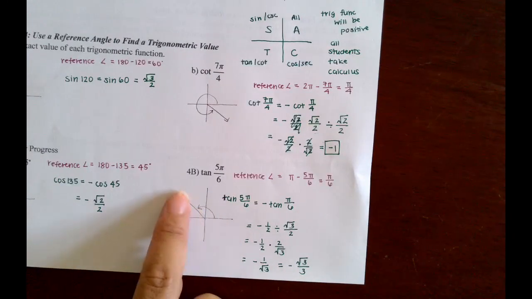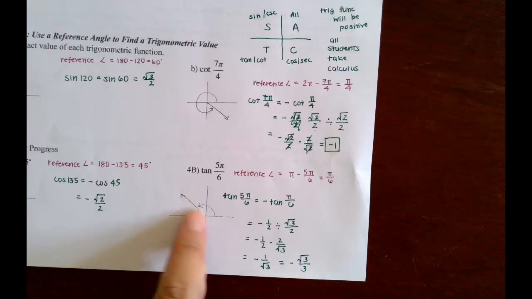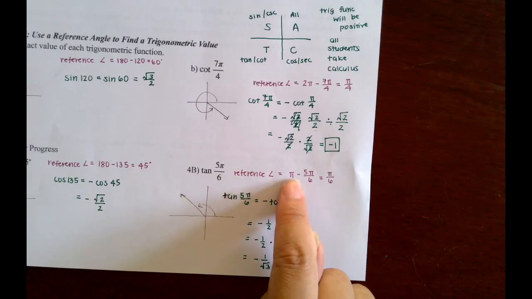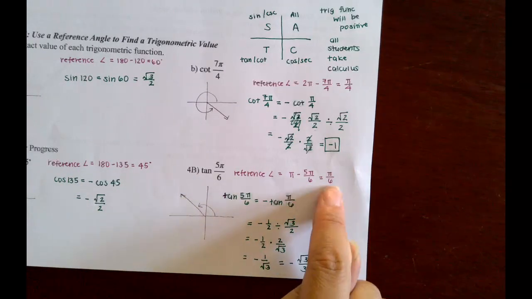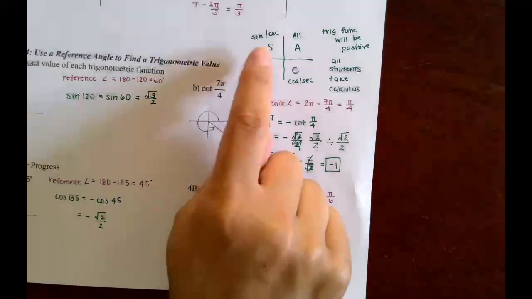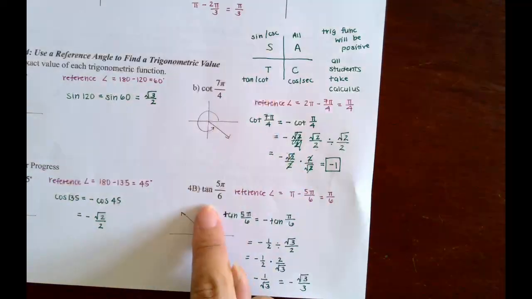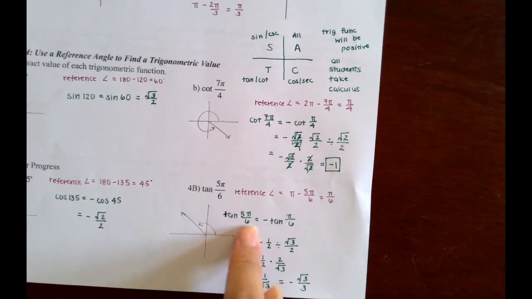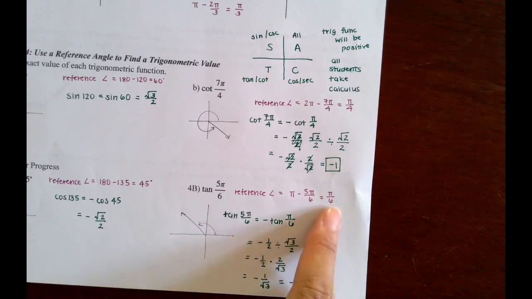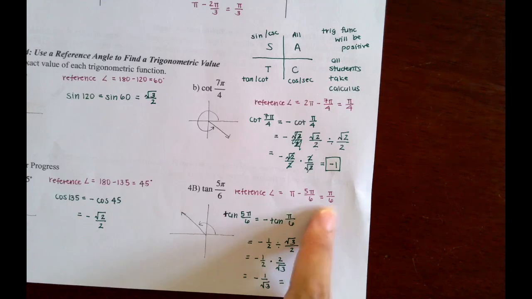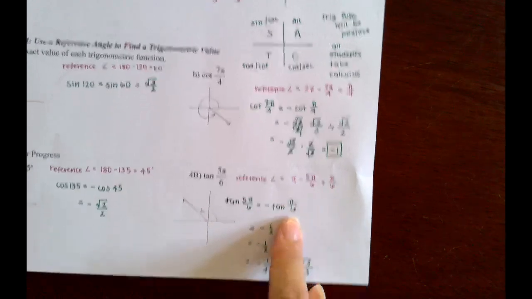Okay. 4b, tangent 5 pi over 6. 5 pi over 6 is here, also in quadrant 2. So that's going to be pi minus 5 pi over 6. That gives you pi over 6. However, again, not positive for tangent. It's only sine that's positive. So that means tangent 5 pi over 6 equals the negative of the tangent of the reference angle, so negative tangent pi over 6.